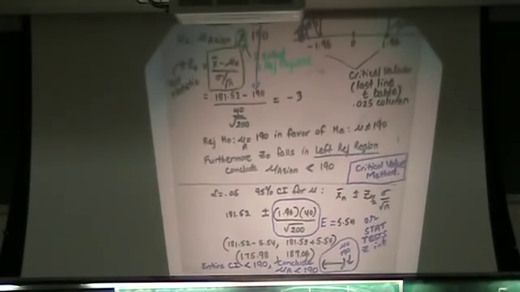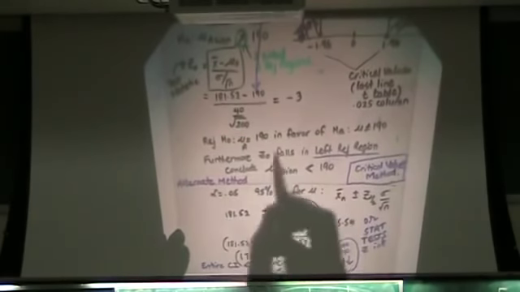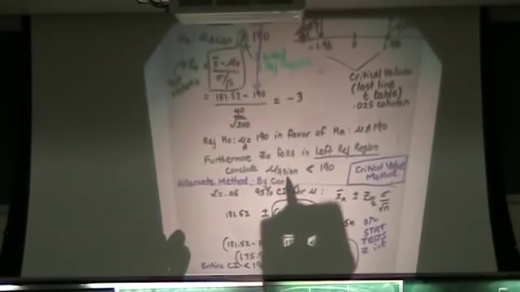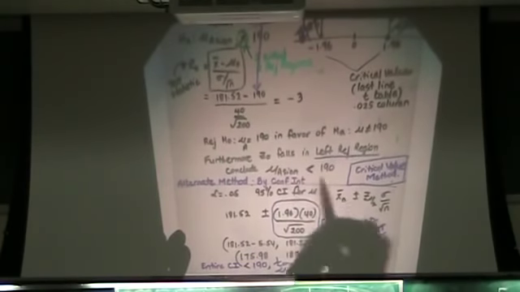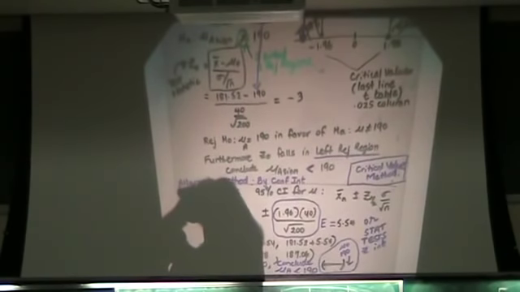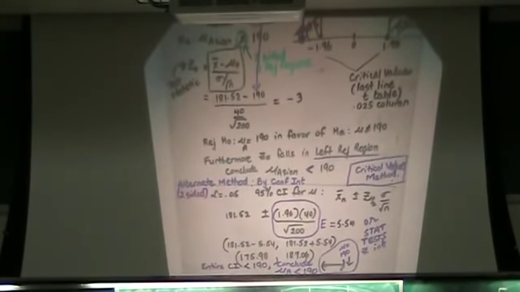So here's the alternate method, by confidence interval. And I'm doing this because it's two-sided. If it was not two-sided, I could not use the confidence interval method, right? Confidence interval is only for two-sided tests.